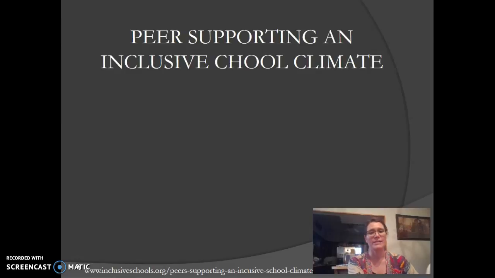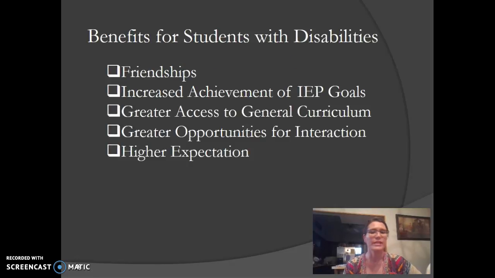The fourth and last article that I found online is called Peer Supporting an Inclusive School Climate. Within this, they talk about 2 benefits. Benefits for students with disabilities and benefits for students without disabilities. Some of the examples that they give with students with disabilities, there's a whole list of them, but these are the 5 that I found most important.